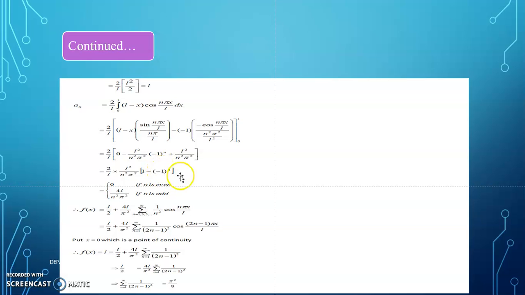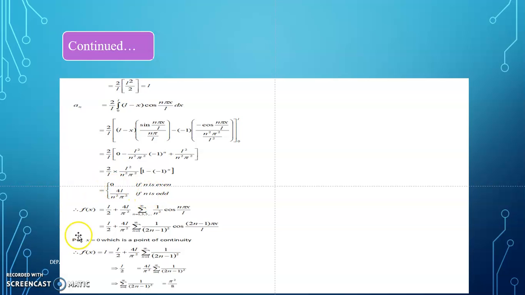Here in this case you have to check what value we get if you apply n is equal to odd, and also if n is equal to even. If you apply n is equal to even, that is minus 1 the whole square, you will get plus 1. So 1 minus 1 becomes 0. So an is equal to 0 for n is even. Next, if you substitute n is equal to odd, that is minus 1 the whole cube, we get minus 1. So minus into minus is plus, you get the 2. Already 2 is there, so 4 L by n square pi square if n is odd.